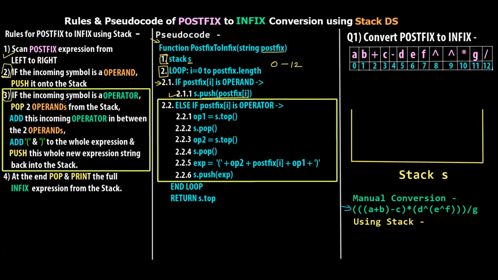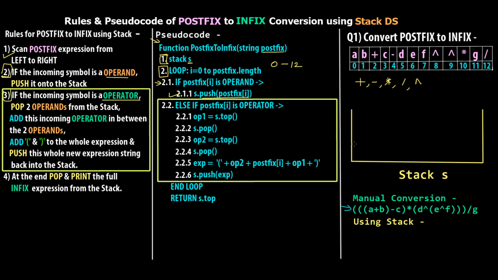Rule number 3 is for if the incoming symbol is an operator. So if it is not an operand, if it is not A, B, C, it is an operator. An operator is something which performs some operation on the operands, which can be plus, minus, star, divide by and raise to. In our case, we are considering only these 5 as operators. So if the incoming symbol is an operator, we have to pop 2 operands from the stack, which are there already in the stack. Then we have to take this operator and add the incoming operator in between the 2 operands. We have to add opening and closing brackets to the whole expression that we are just forming and push this whole new expression string back into the stack.